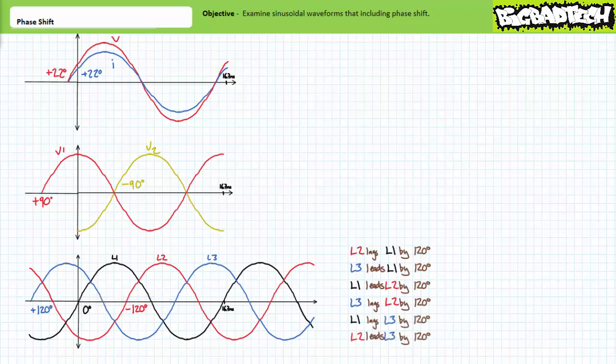Coming at this from yet another angle, it can also be said that L1 lags L3 by 120, and L2 leads L3 by 120. The point being that these three waveforms all have a relative shift of 120 degrees between each other and represent a balanced system.